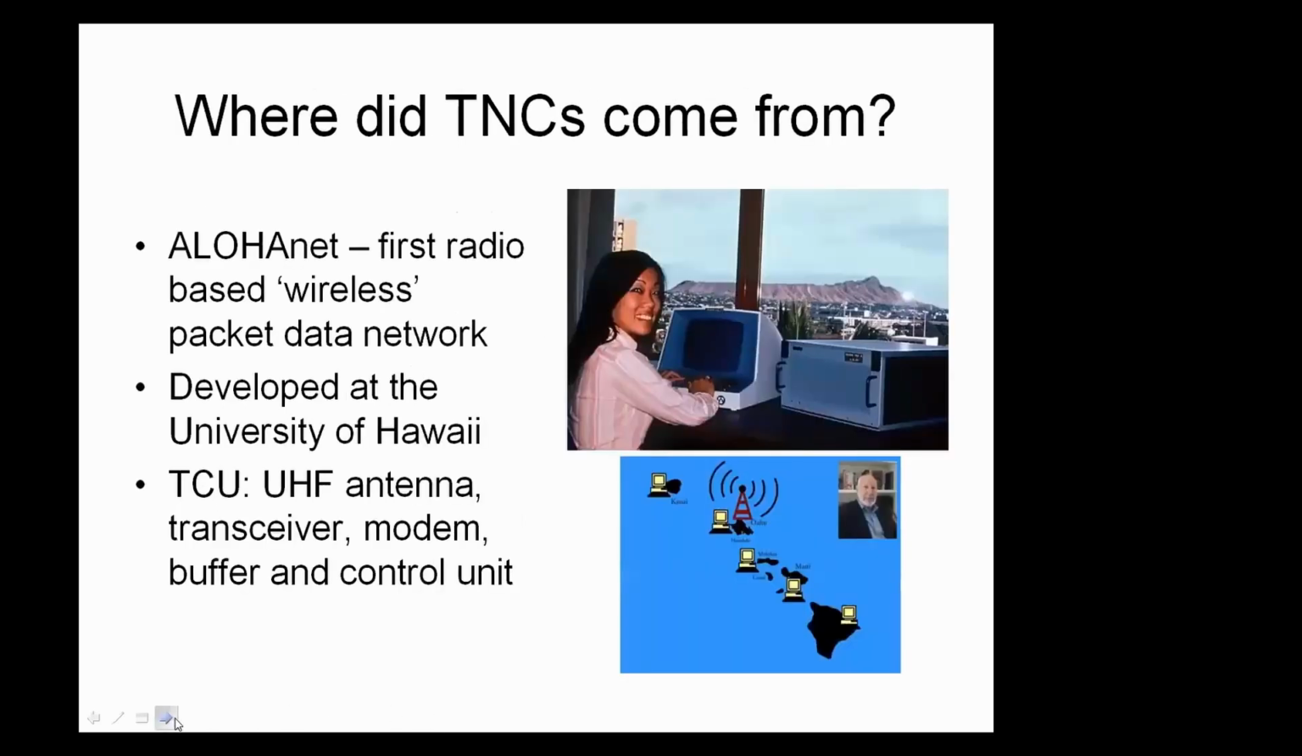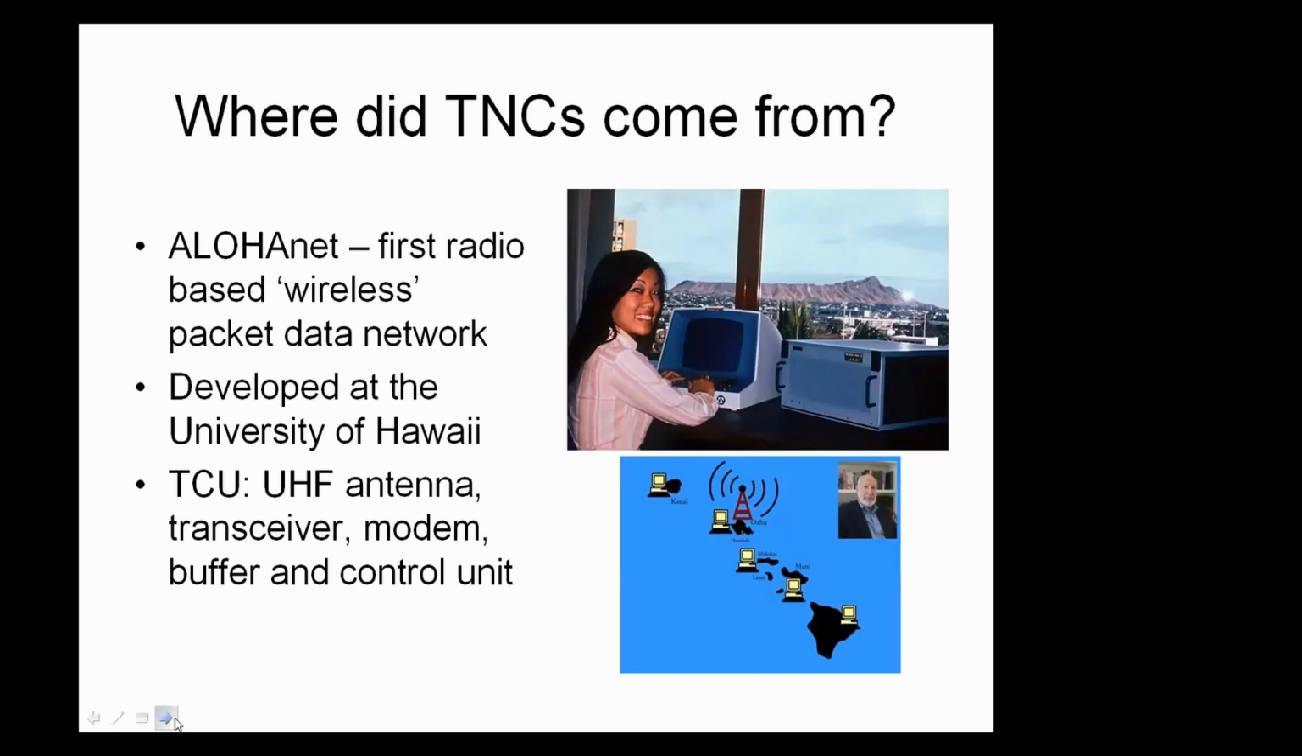So the first TNCs came from this idea that the University of Hawaii developed, which was the idea of connecting remote users to their mainframe via wireless packet data network. The terminal node controller at that time was known as a terminal control unit, or TCU, and the package consisted of a UHF antenna, the radio, a modem, a buffer, and a control unit that did a lot of the work of organizing the data.